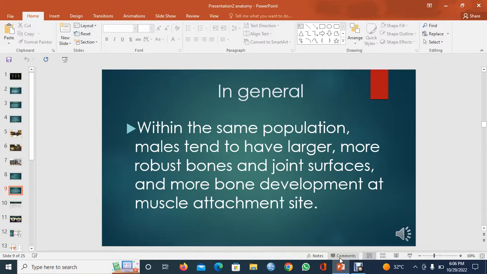So, coming to the point now, the topic of dimorphism. In general, within the same population, the bones in males are larger, heavier, and more robust as compared to females. Similarly, there are also larger joint surfaces and more bone development at the muscle attachment sites.